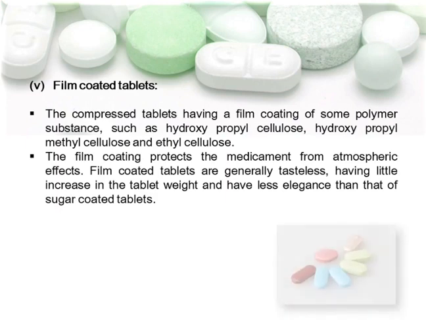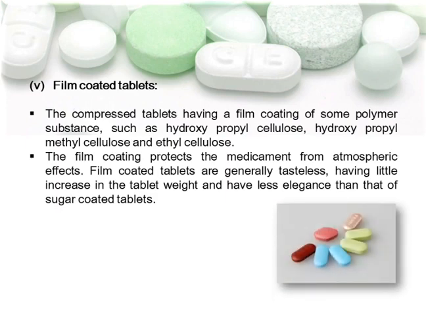Next is film coated tablets. Compressed tablets having a film coating of some polymer substance such as hydroxypropyl cellulose, hydroxypropyl methyl cellulose and ethyl cellulose. These polymers are used for the film coating. The film coating protects the medicament from atmospheric effects. Film coated tablets are generally tasteless, having little increase in the tablet weight.